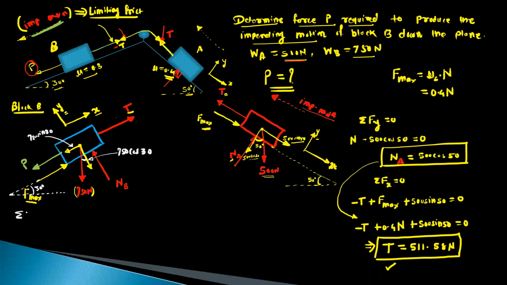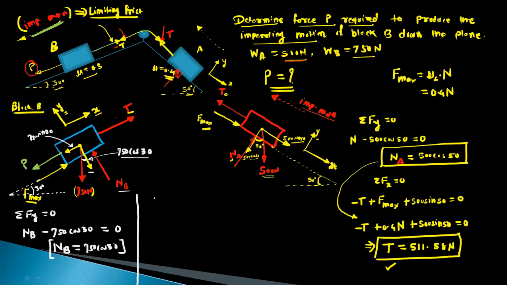Now use the equation, which is summation Fy is equal to 0. So for summation Fy, the first force is a normal reaction NB in the positive y direction. Then we have this 750 cos 30, that means this component in the negative y direction. So 750 cos 30. Only two forces in the y direction. So this is equal to 0. So we can write the NB. This is 750 cos 30.